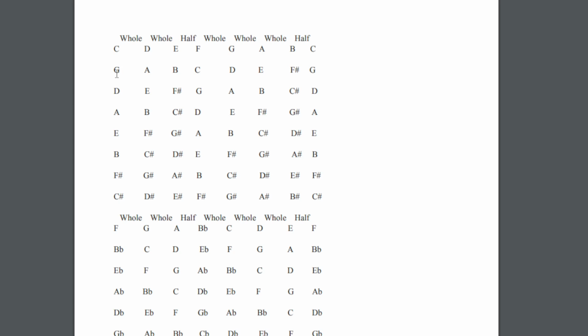We went in a specific order here, where each new key has one additional sharp. Key G has one sharp. Key of D has two. Key of A has three, and so on. So what we did is we went up the circle of fifths. Circle of fifths is a handy way of figuring out what key has how many sharps or flats in a quick way.